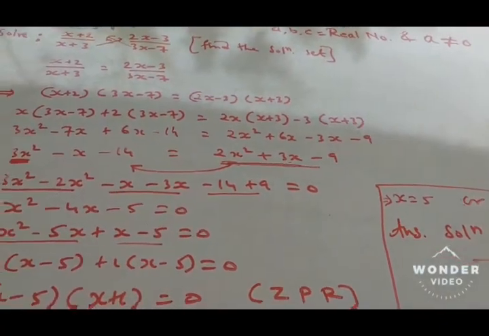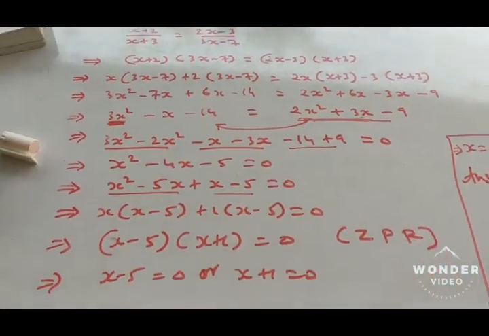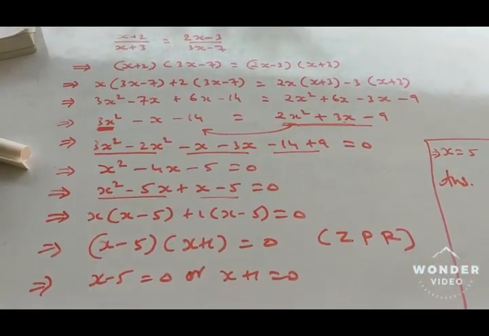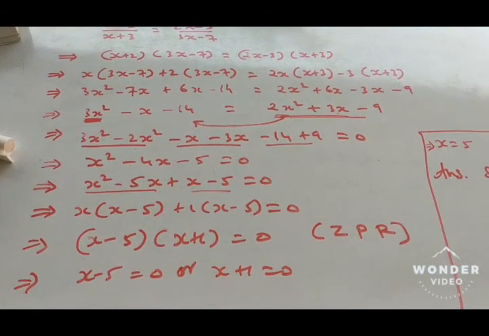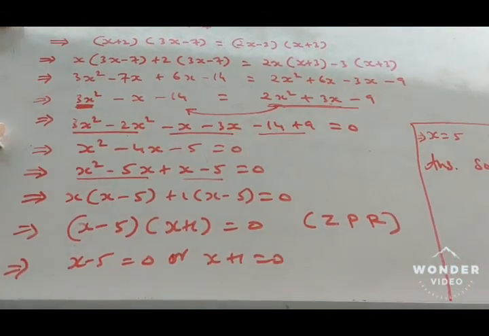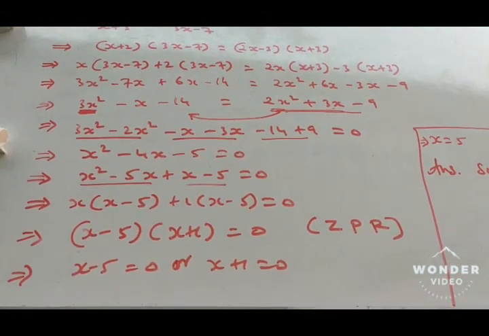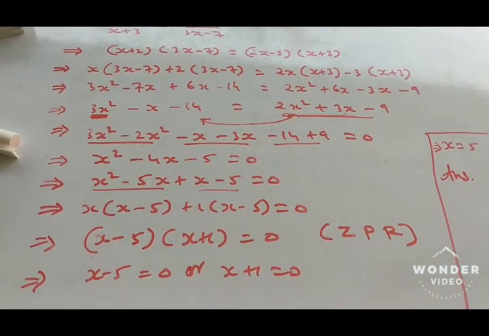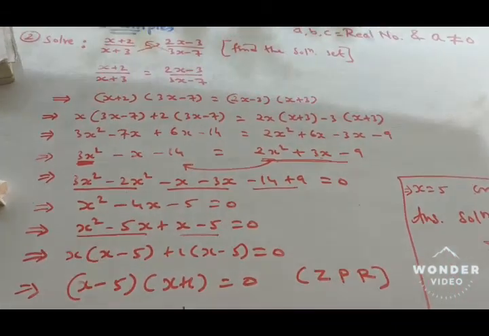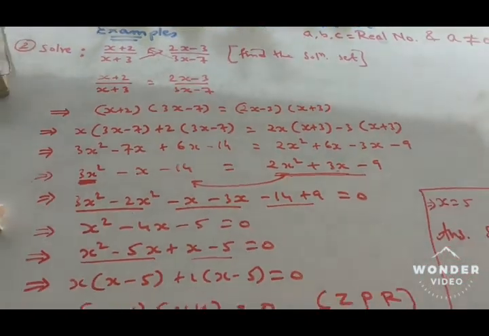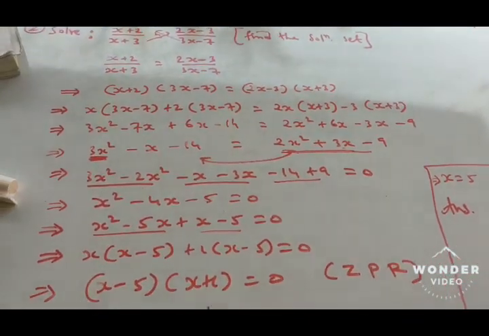So this is done in this manner. I hope you understood. It's pretty simple. You require the knowledge of factorization, expansion, and the zero product rule. Some basic things are there: if plus goes to the other side it becomes minus, if minus goes to the other side it becomes plus. Such basic knowledge is required. So I hope you understood these 2 examples.